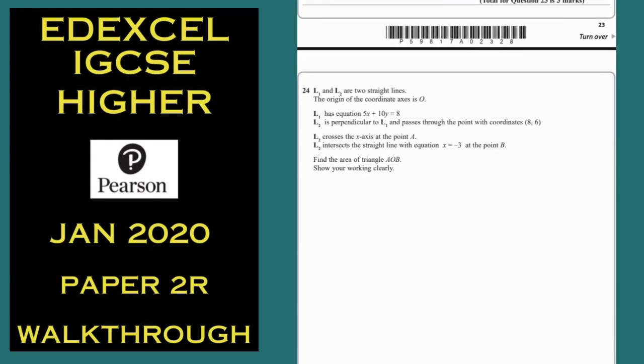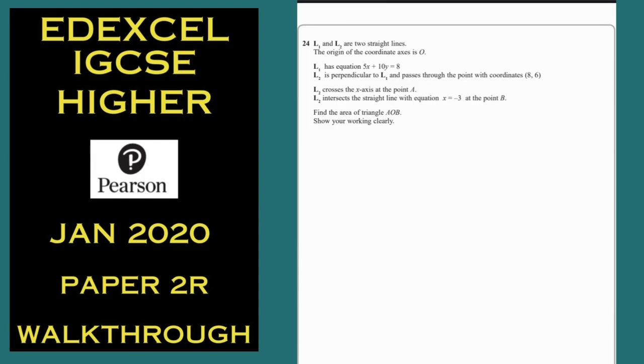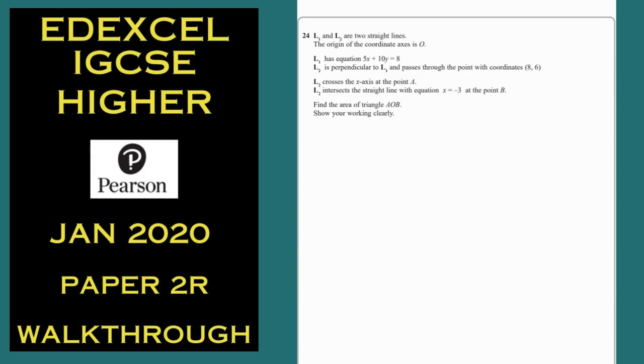Number 24. Do not get put off by these. If you don't like them, you can still get a couple of marks. Try and find some gradients.